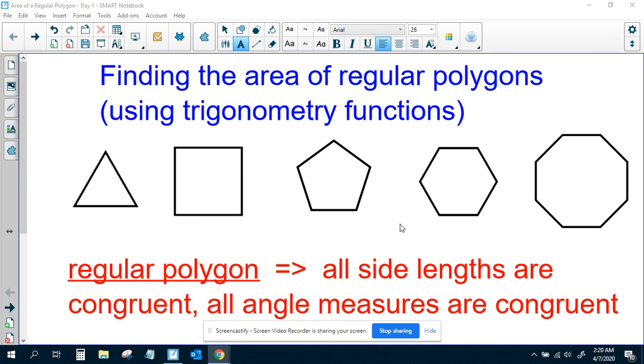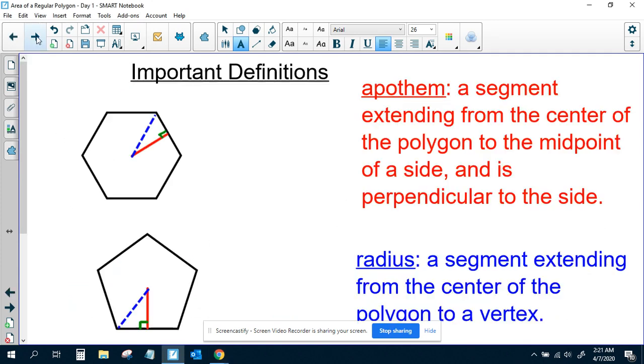Okay, here we go. We're going to jump back into finding the area of polygons, specifically regular polygons today. So what is a regular polygon? Well, it's a polygon that has all sides congruent and all angle measures congruent. So let's keep going on.